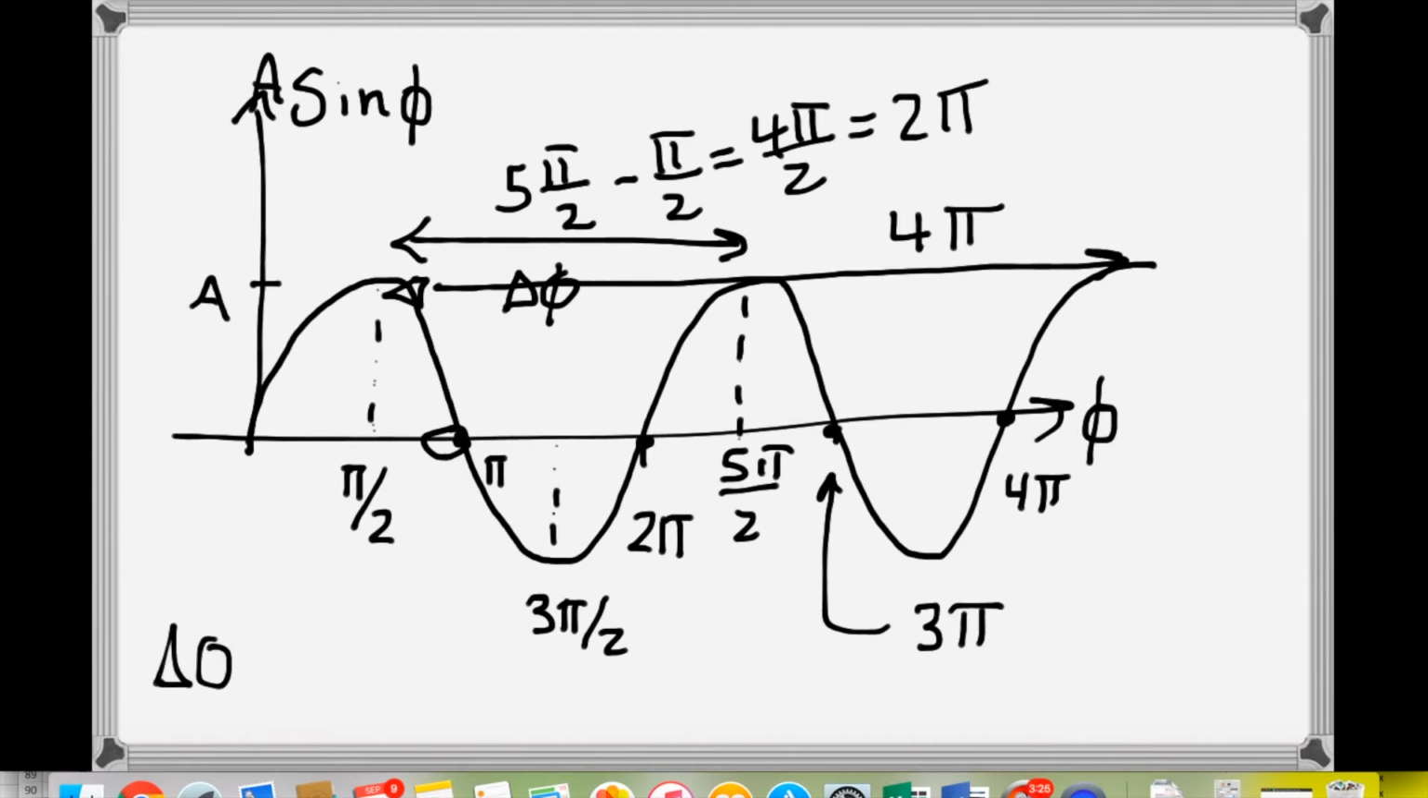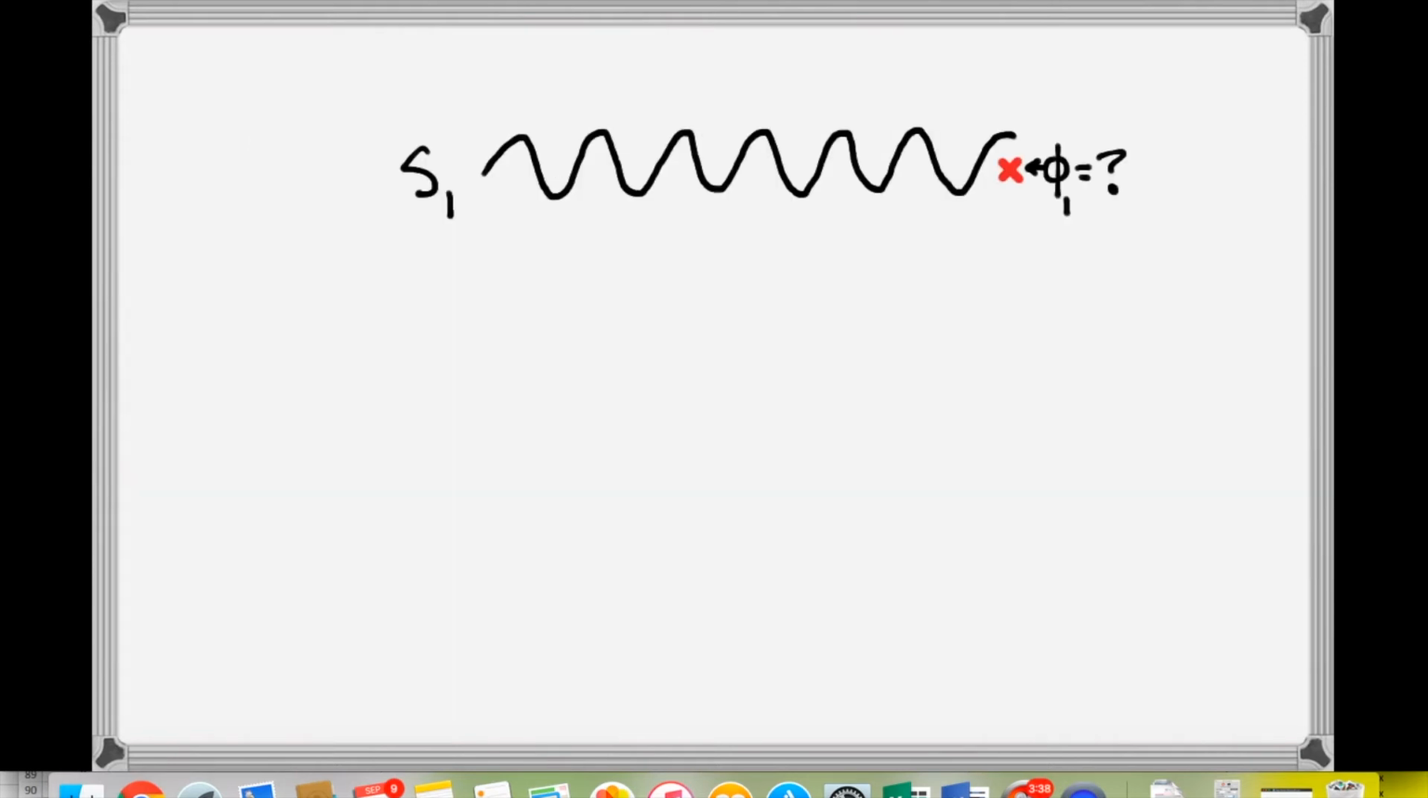Now, if we have a wave coming from a source S1, and we are located at that red cross point in space, knowing the phase of wave number 1 at that point is important because, as we said before, when a second wave arrives at that point from a different source, the difference in phase between the two of them is going to be important. So how would you determine the phase of wave number 1 at that red cross?